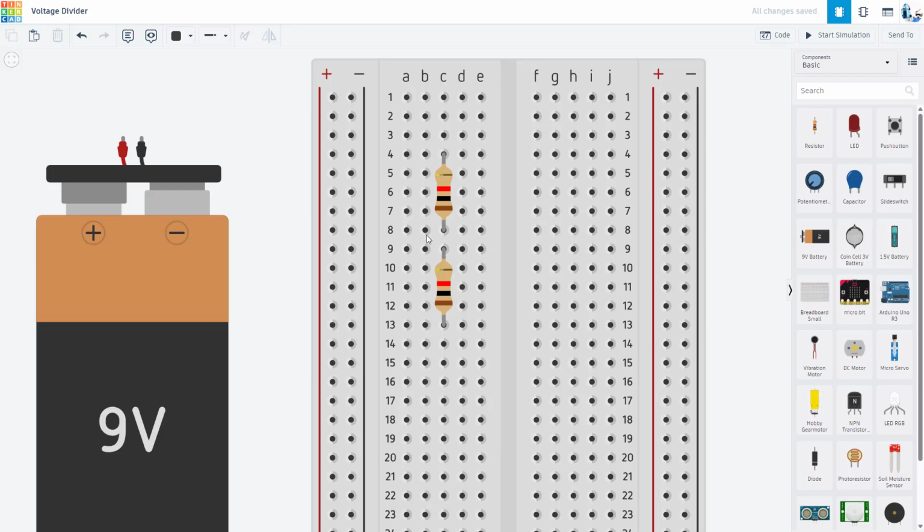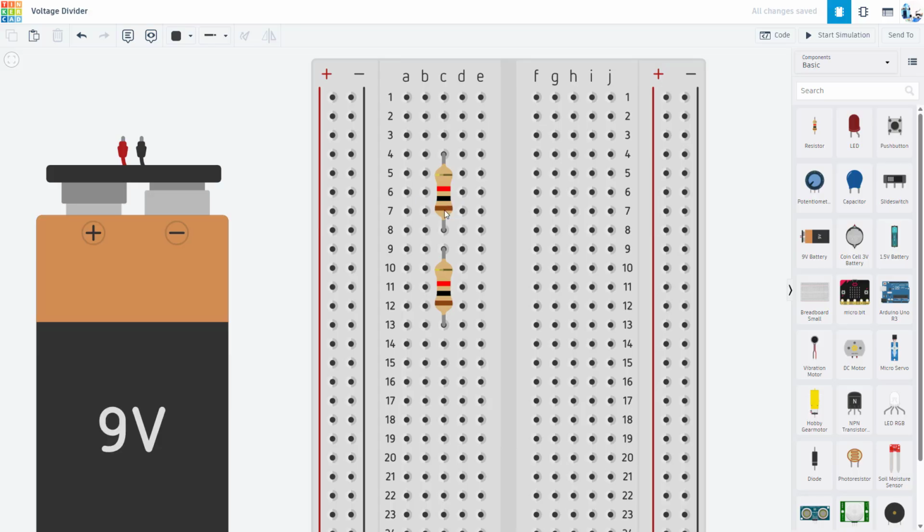And you have to remember that the adjacent rows of the breadboard here are not connected, as highlighted by these little green circles here. So even though these resistors are physically or geometrically lined up with each other, they are not electrically connected. They are not electrically in series.